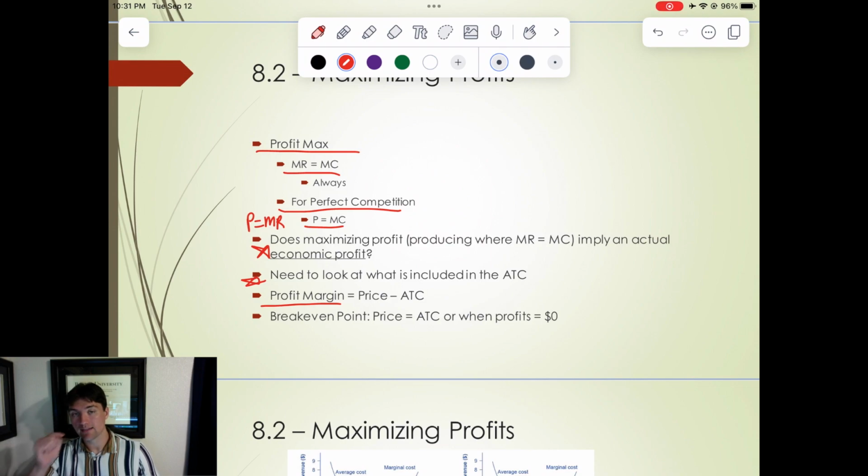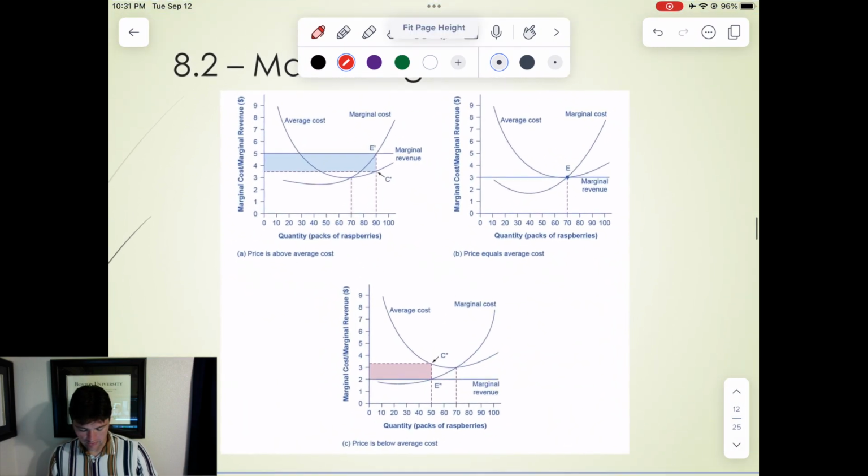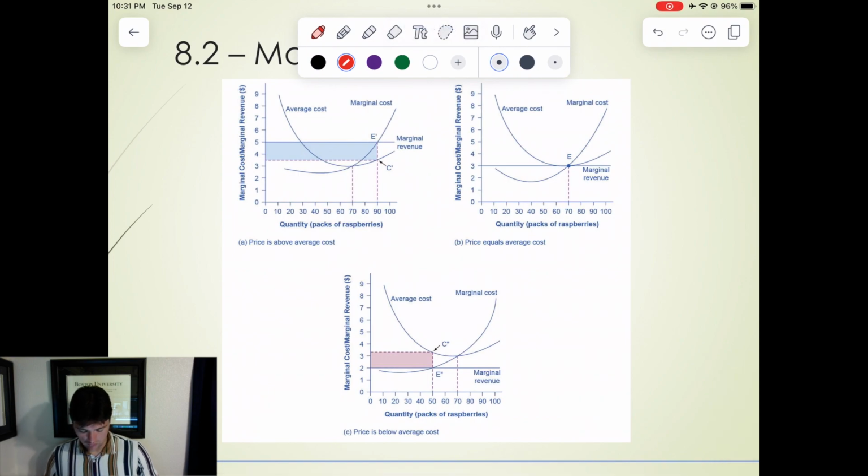So the price minus the ATC, the profit margin, that's going to be how much money you're making extra on top of the cost. Okay? Now remember, I mentioned this, wherever your price is equal to your ATC, or wherever your total revenue equals your total cost, that is your break-even point. Okay? So we have different options when it comes to the graphs here.